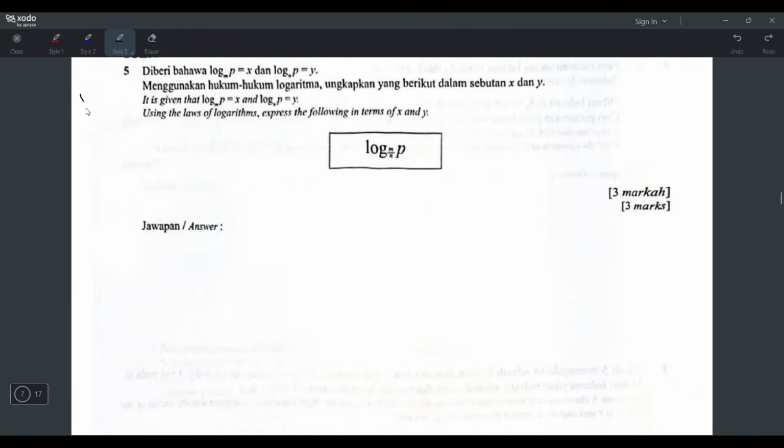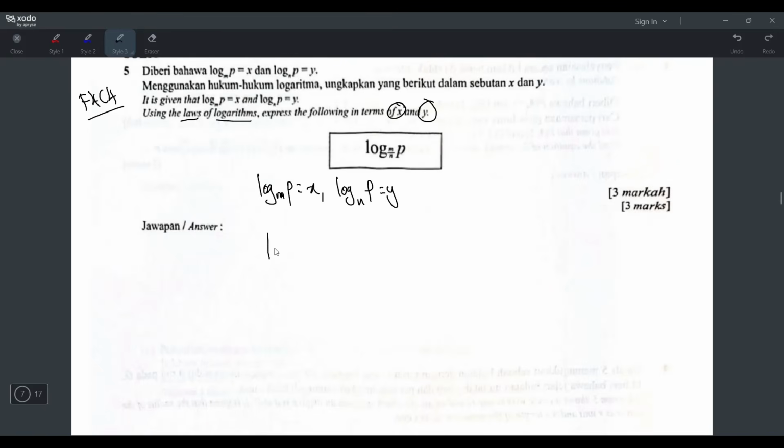Okay, number 5. This one is very obvious. From Form 4, the chapter on logarithms, because I see the log already. It is given that log p base m equals x. This is information, right? It's a bit blur, so I think it's better I write it. This one is log base m of p equals x. This one is log base n of p equals y. This is information. Using the law of logarithm, express the following in terms of x and y. So you want to express this, but they want it in terms of x and y.